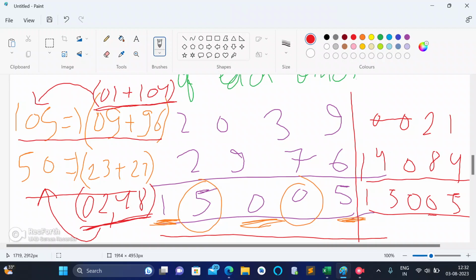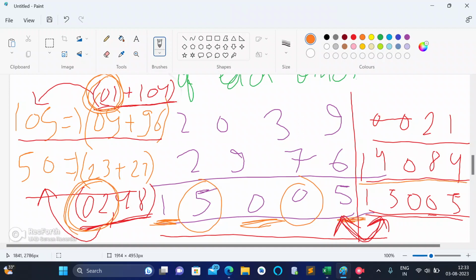You can see 4 plus 1 is 5, 8 plus 2 is 10, then 0, and we are carrying 1 forward, then 1 plus 4 is 5, and this is 0 and this is 1. You are seeing that both the sums are coming out to be the same. And what this 0021 actually is: this is 01 and this is 02. What 14084 actually is: this is 104 and this is 48.